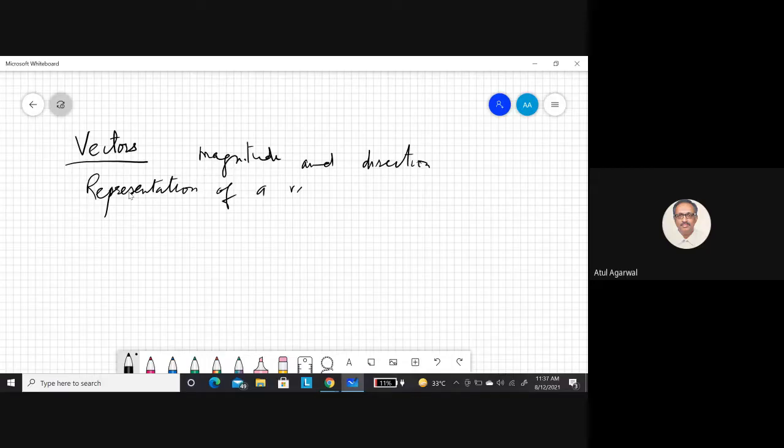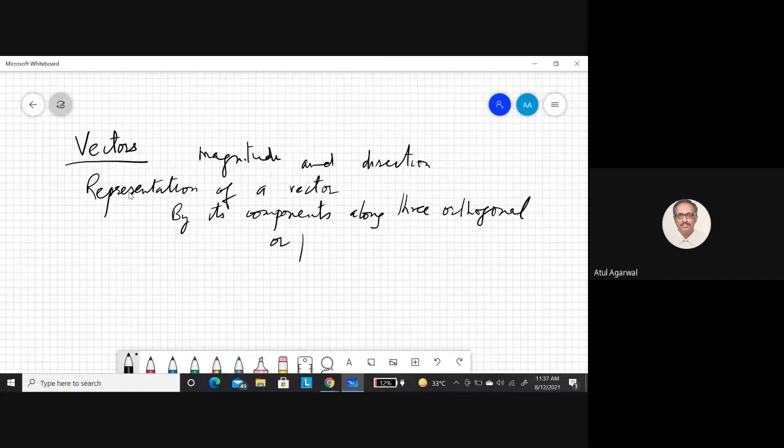It is best represented by its components. So its components along three orthogonal or perpendicular directions. So we can define a coordinate system.